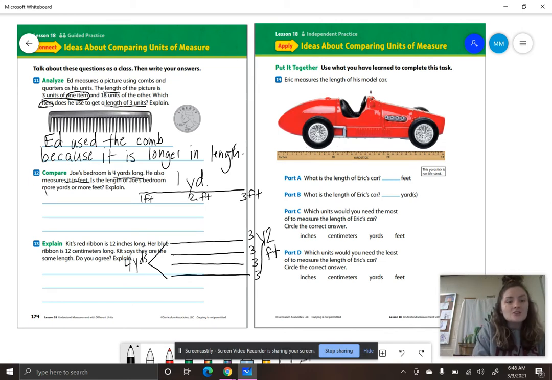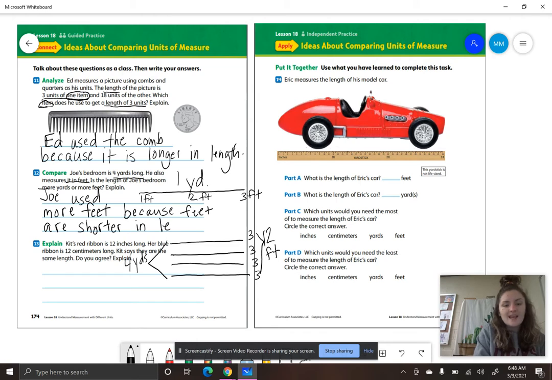So Joe used more feet. Why did he use more feet? Are feet bigger, or are they shorter or longer than yards? They're shorter because feet are shorter in length.